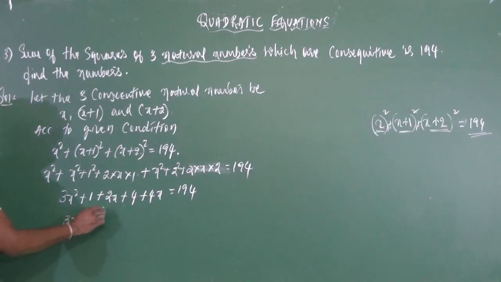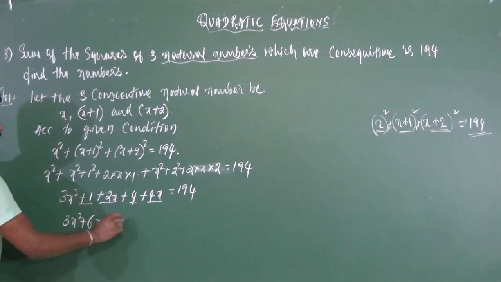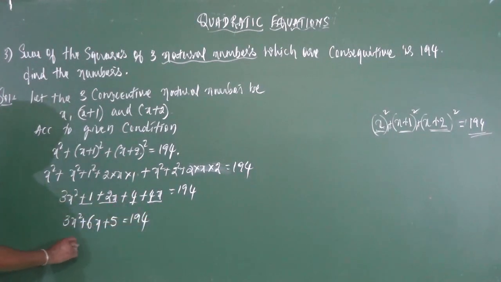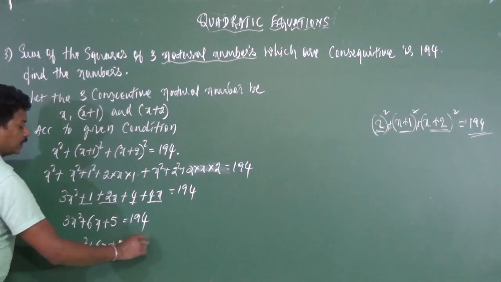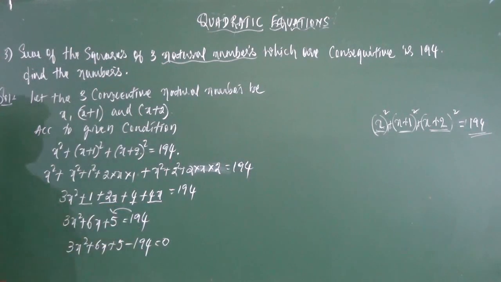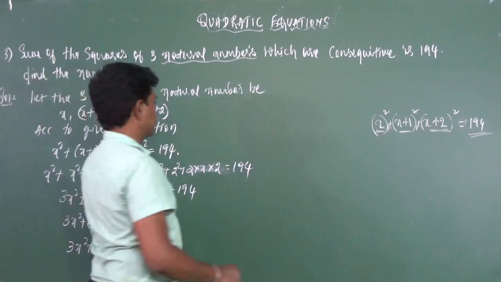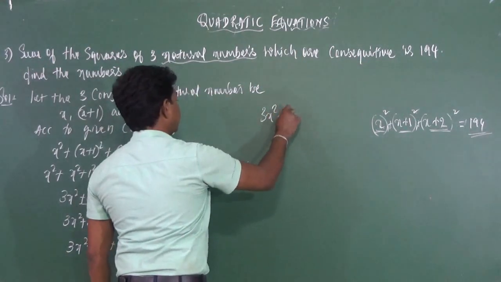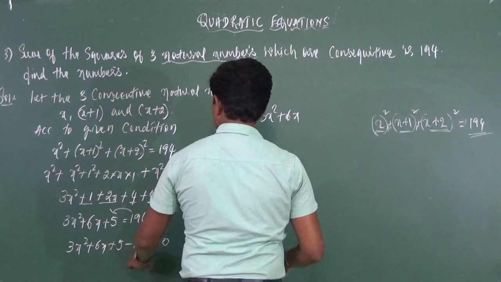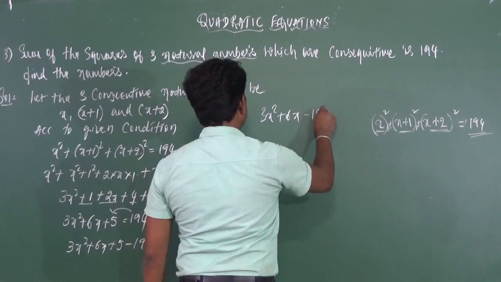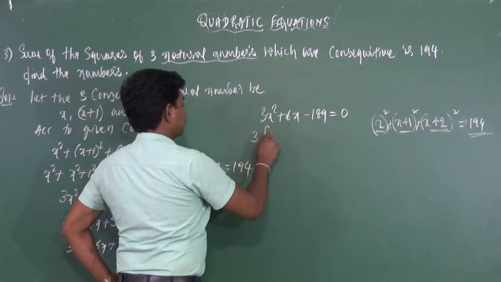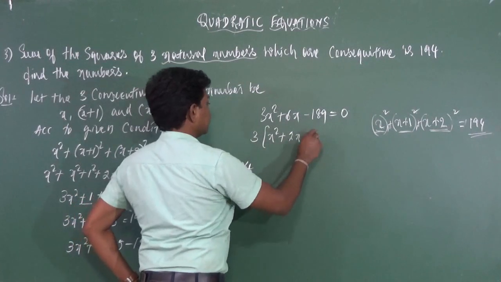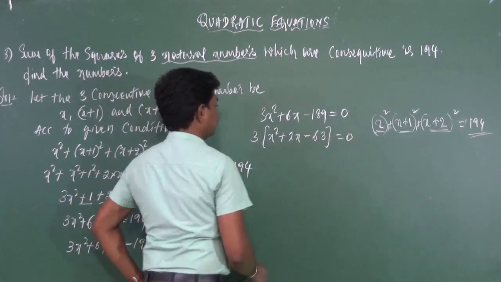So 3x square plus 2x plus 4x is plus 6x, plus 1 plus 4 is plus 5, is equal to 194. So 3x square plus 6x plus 5 minus 194 is equal to 0 because this is going to get transposed to the LHS. So it becomes 3x square plus 6x plus 5 minus 194 is minus 189, is equal to 0. So maybe we can take 3 as common here. So x square plus 2x minus 63 is equal to 0.